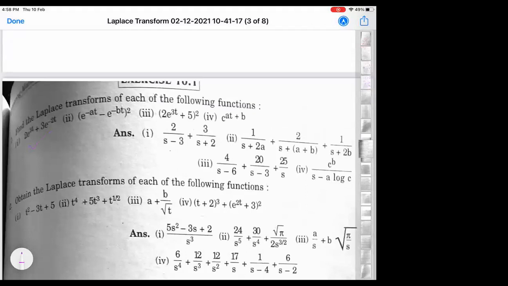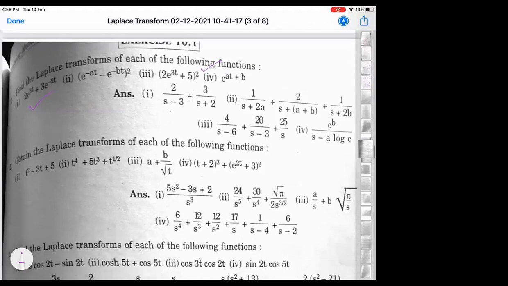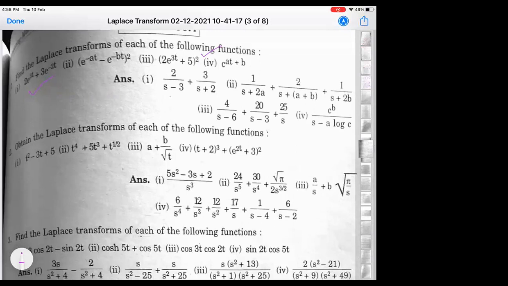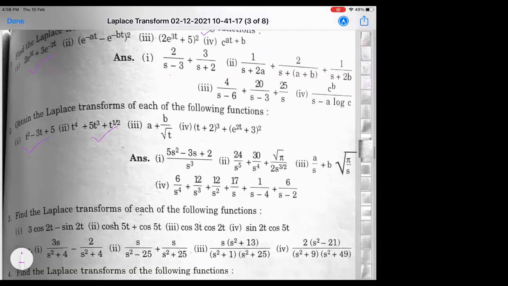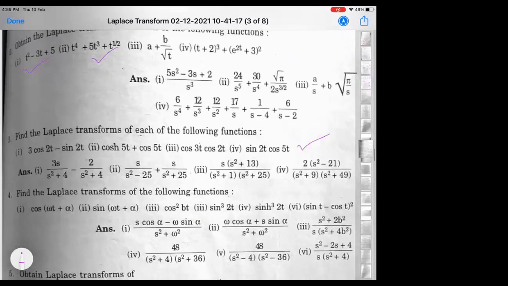You can take the transform of 2 e raised to 3t plus 3 e raised to minus 2t. Then you can take the transform. Third example, you can take it. Similarly, the transform of t square minus 3t plus 5, t raised to 4 plus 5, t raised to 3 plus t raised to half, and like that. These many are sufficient to make use of the standard results.